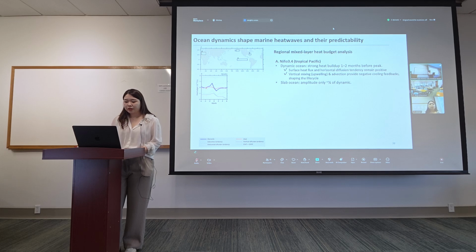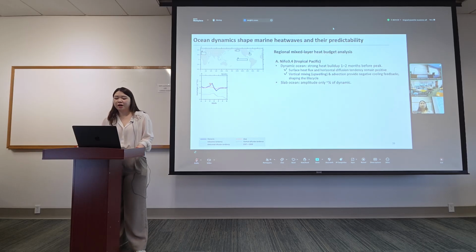In the Niño 3-4 region, we can see rapid heat buildup about 1 to 2 months before the peak in the dynamic ocean, the blue line here. But if you look at the slab ocean, the signal is only about a quarter as strong as the dynamic ocean. In the dynamic ocean, both surface heat fluxes and horizontal diffusion keep adding heat throughout the event. But at the same time, advection and vertical mixing act in the opposite way, providing cooling. And the balance between the positive and negative terms is what controls the full life cycle of the marine heat waves in this region.